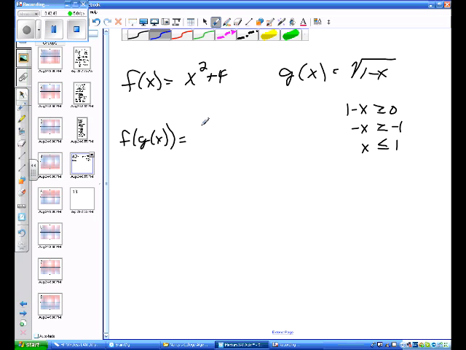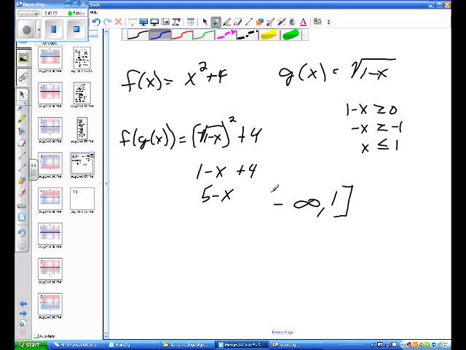So we're going to take our function f. Wherever there's an x, we're going to plug in g of x. So 1 minus x squared plus 4. When we square the square root, we get rid of the radical. And so we end up with 5 minus x. And our domain then was from negative infinity to 1. We could include the 1 in this case.